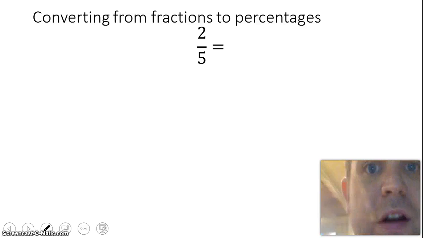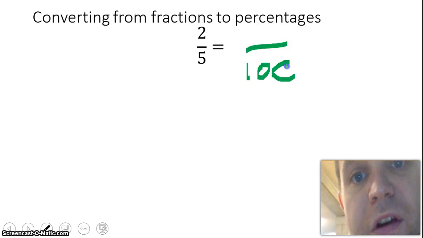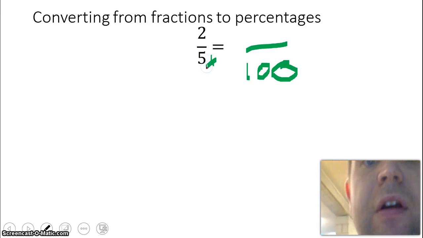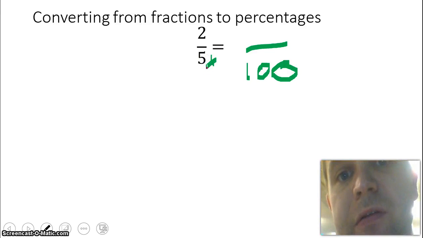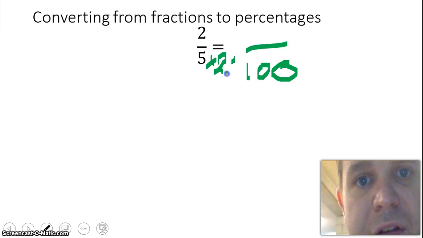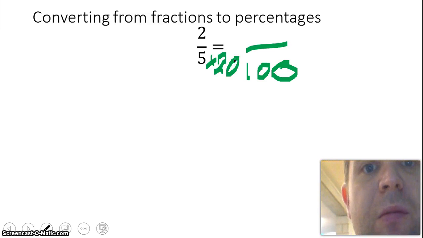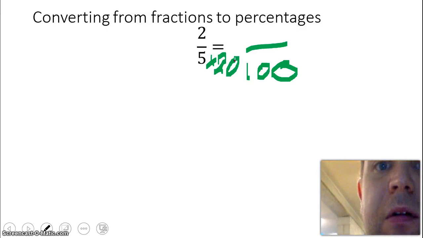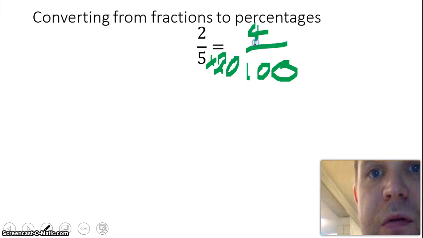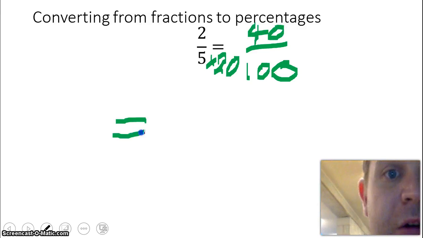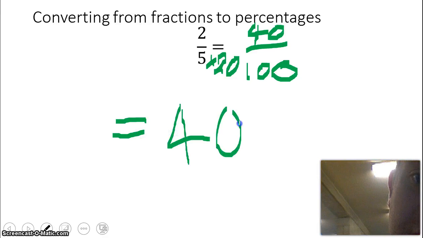When we're going from a fraction to a percentage, what I recommend doing first is changing our denominator to 100. So going from 5 times something equals 100, that something happens to be 20. So we're going to multiply top and bottom by 20. We end up with 2 times 20, which is 40 out of 100. And we can write 40 out of 100 as 40%.